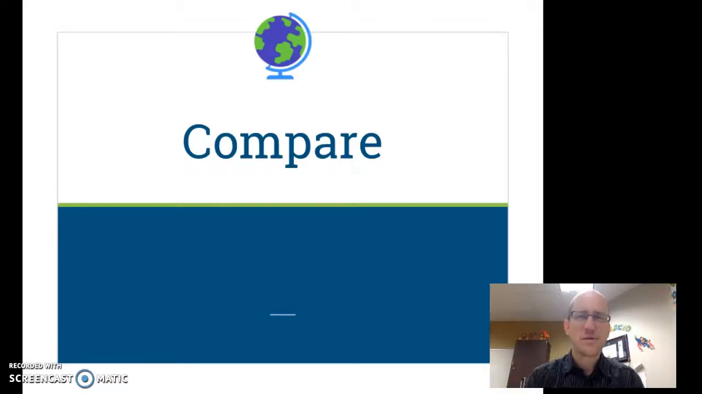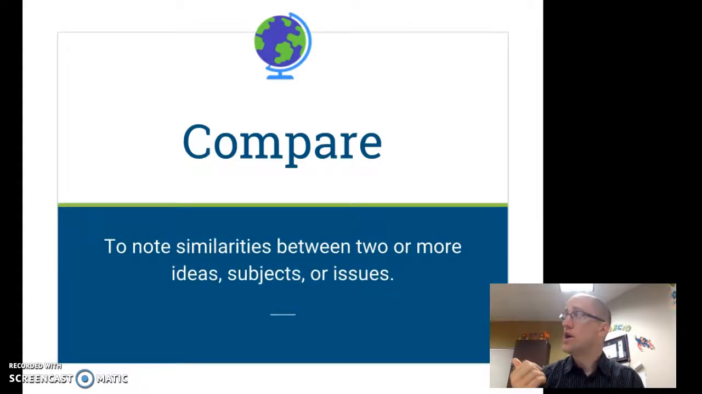Compare. What that means is to note similarities between two or more ideas, subjects, or issues. Now, often you've heard the word contrast and compare, right? Or sometimes teachers will say compare, and they just want you to note the similarities. What's the same between these two objects?